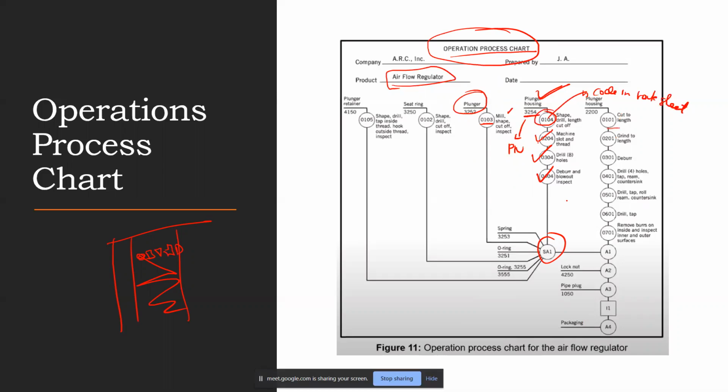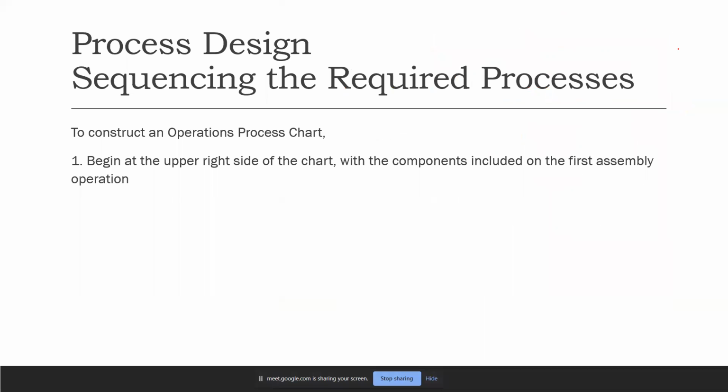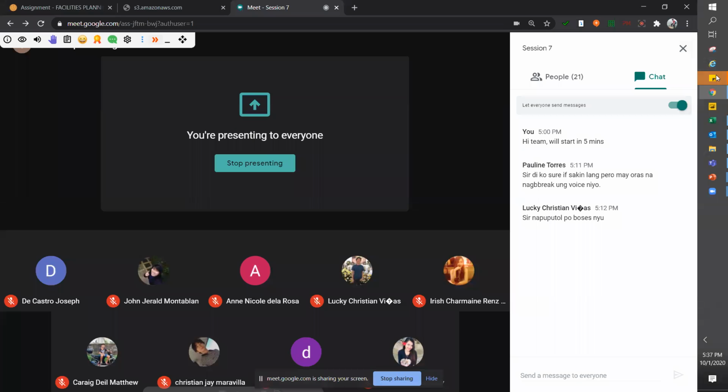So, ito naman po ay kapareho lang din ng assembly process chart. Yun nga lang, naka-label dito. Ano-ano yung mga operations. Okay? Ano-ano yung mga process. Kumbaga, it's like an assembly chart plus the route sheet. Okay? Yun po yung ating operations process chart.